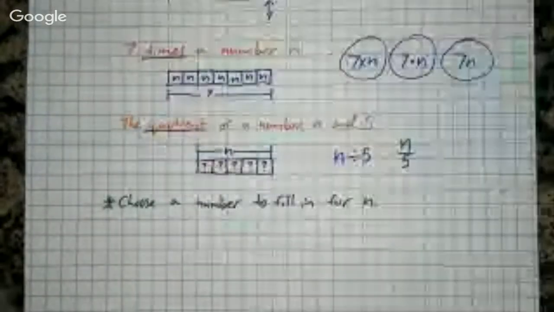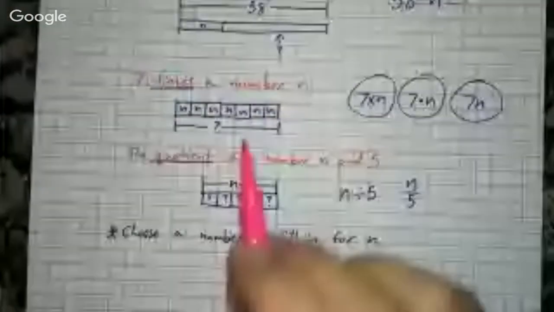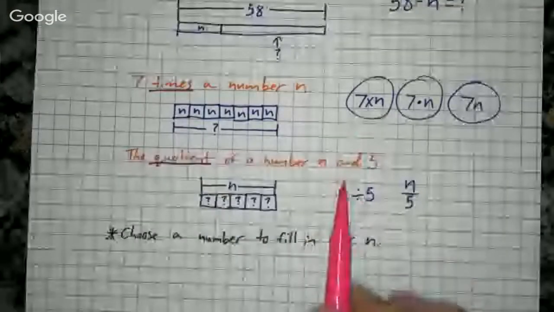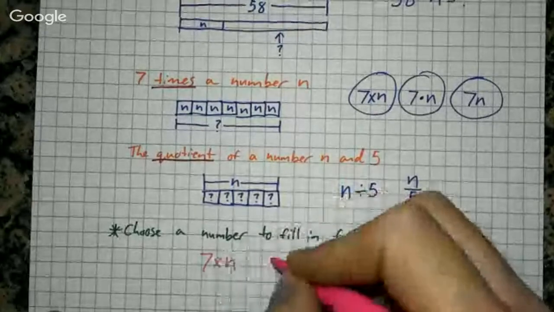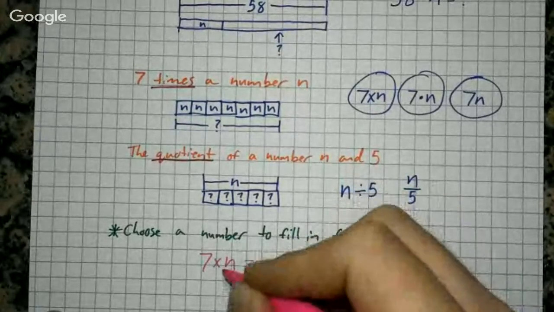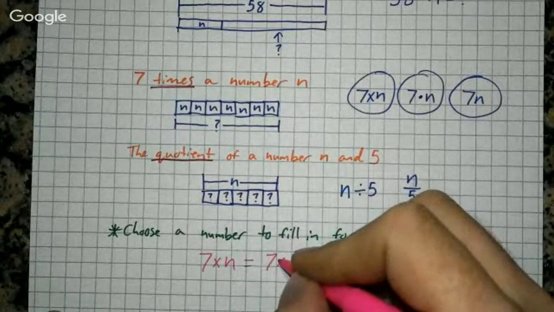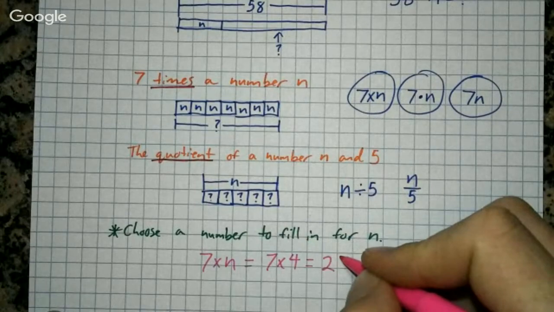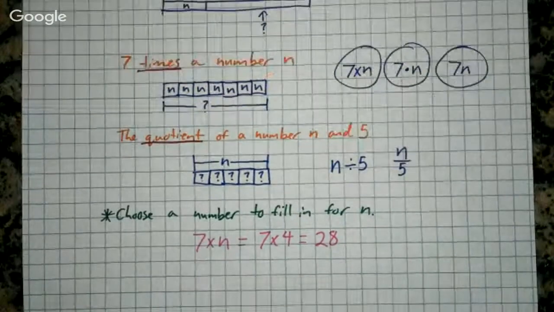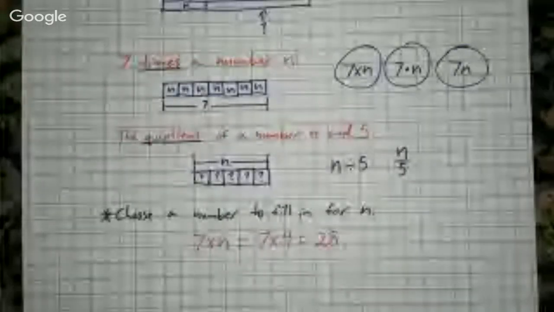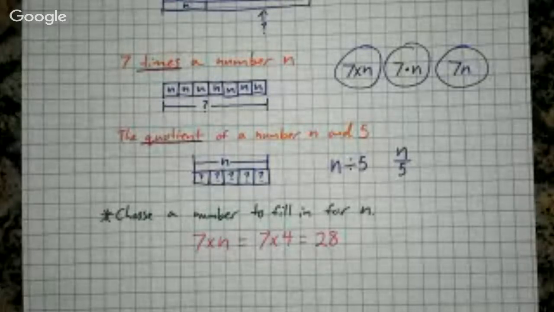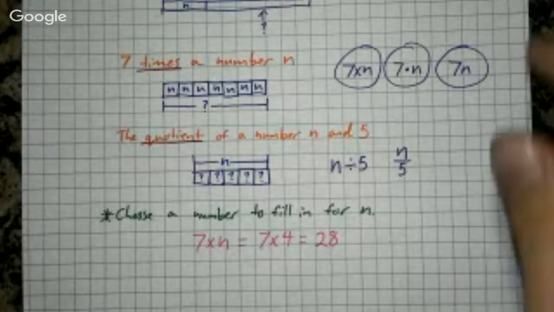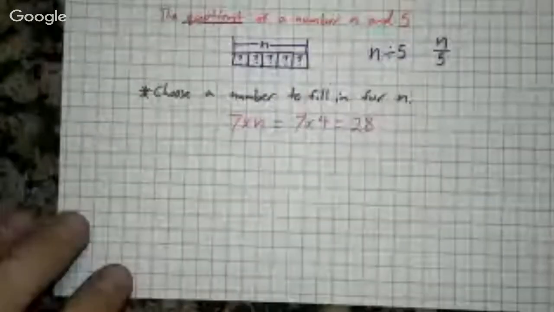Let's take this one, 7 times number n. So let's say that we want n to represent 4. 7 times n. If we're saying that n is going to be 4, it's just going to become 7 times 4, which is going to become 28. It can be any number. You're just filling it in. All right. Now, that's for one operation. That's pretty simple, just to get the one operation done by reading the words.